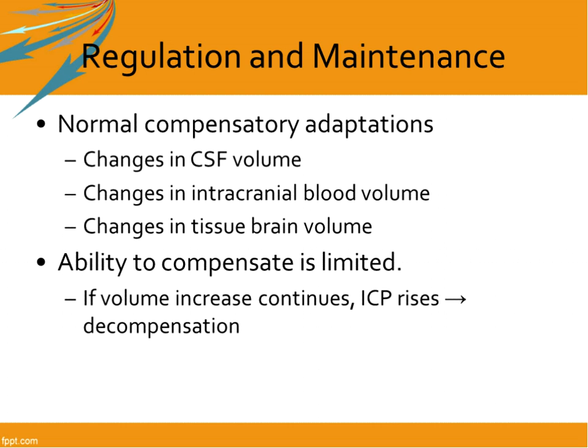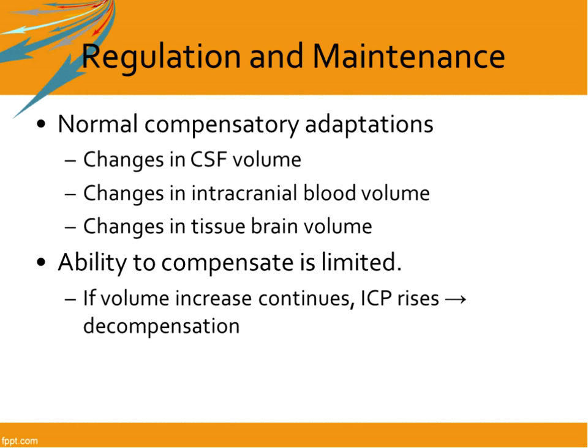We've got regulation and maintenance. And this, again, goes to that Monroe-Kelly doctrine that we talked about, that for the most part, the body can adapt to volume changes in one of three different ways. First, we can have compensatory mechanisms that include changes in the cerebral spinal fluid itself. That volume can be changed by altering the CSF's absorption or production, and also by displacing the CSF into the spinal subarachnoid space.